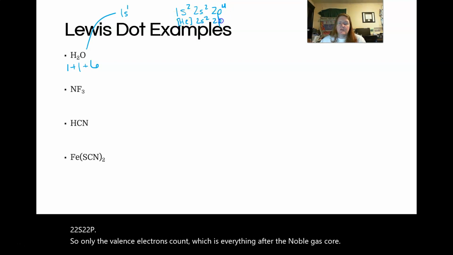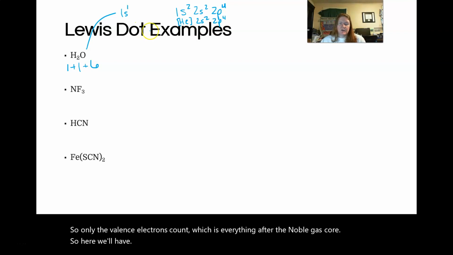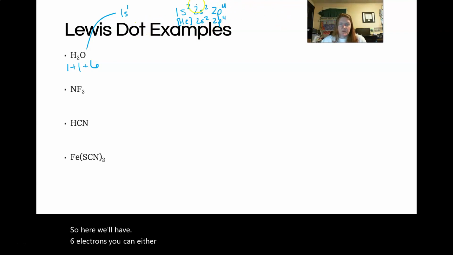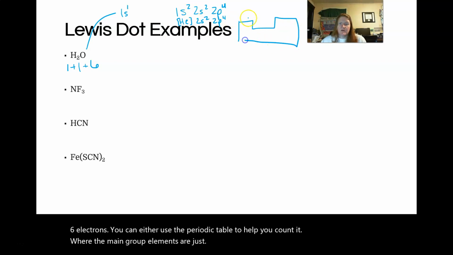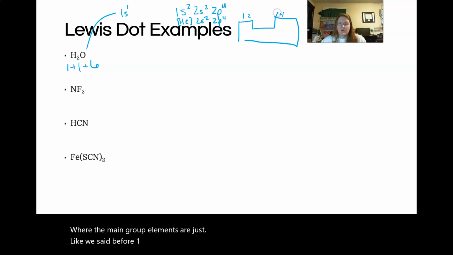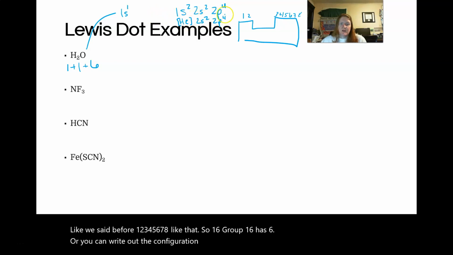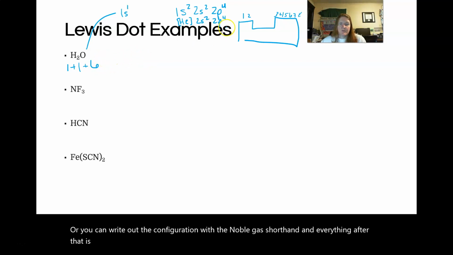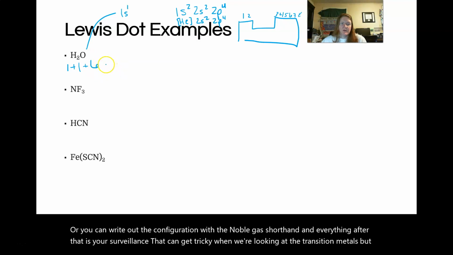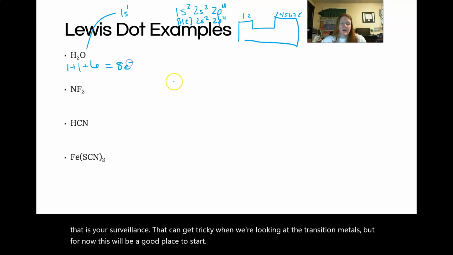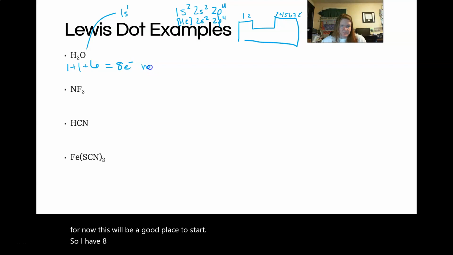So here we'll have 6 electrons for oxygen. You can either use the periodic table to help you count it, where the main group elements are just, like we said before, 1, 2, 3, 4, 5, 6, 7, 8, like that. So group 16 has 6. Or you can write out the configuration with the noble gas shorthand, and everything after that is your valence. That can get tricky when we're looking at the transition metals, but for now this would be a good place to start. So I have 8 total electrons.